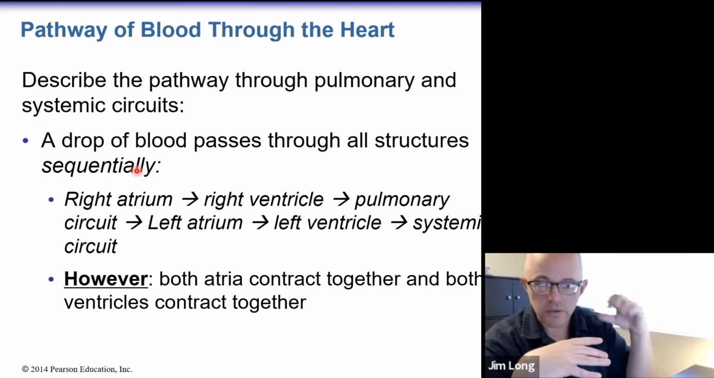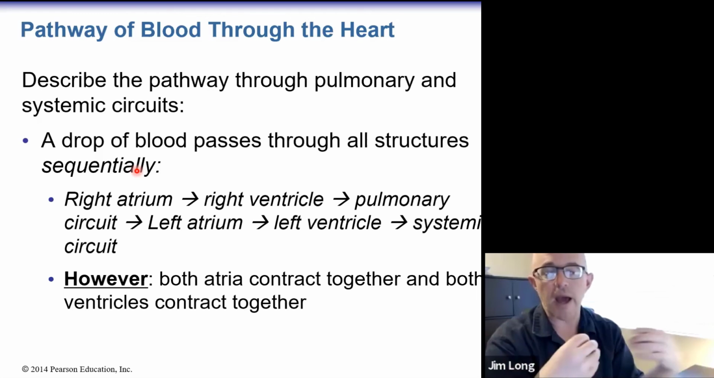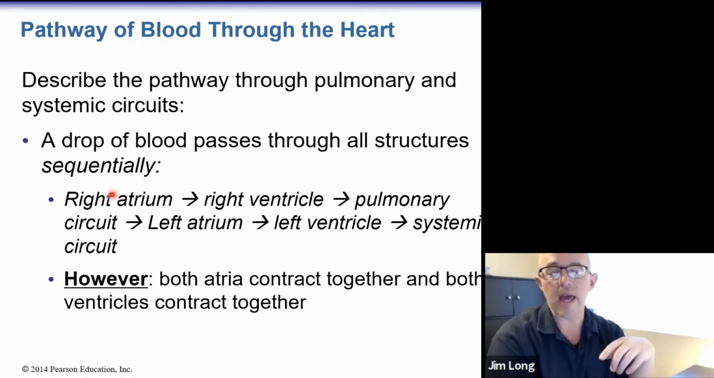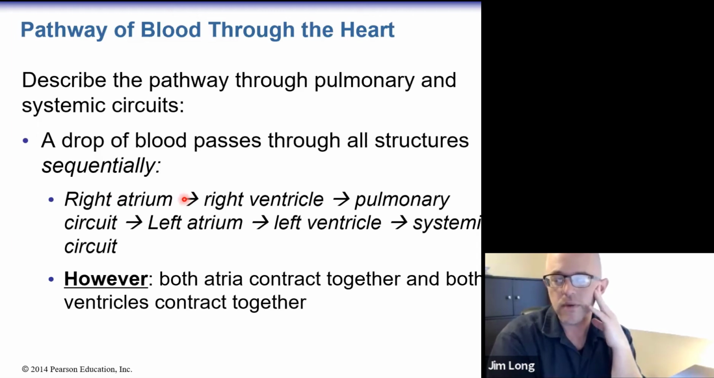So the drop of blood is going to come back from the systemic veins, the IVC and the SVC, the inferior vena cava, the superior vena cava, into the right atrium. And it's going to pass the what valve? Tricuspid valve, and go into the right ventricle. And then it's going to pass the what valve? The pulmonary valve, and go into the pulmonary circuit, the pulmonary trunk, the pulmonary arteries, the pulmonary capillaries, and the pulmonary veins. And then back into the left atrium.